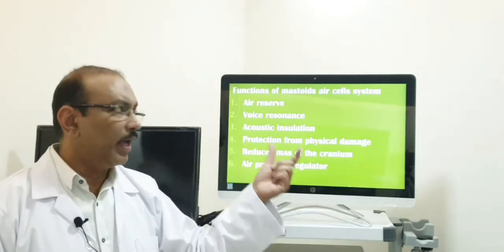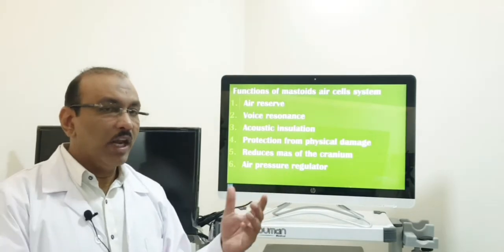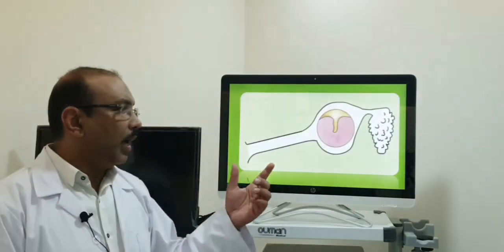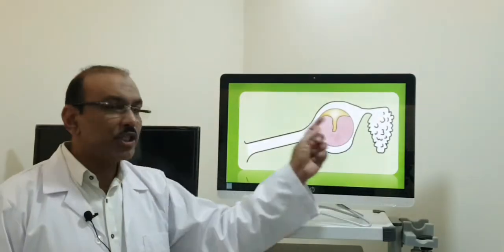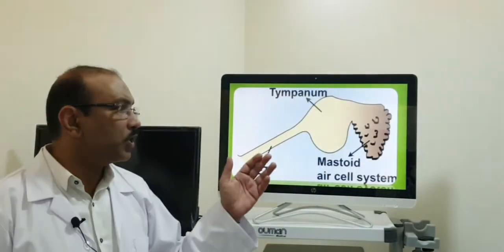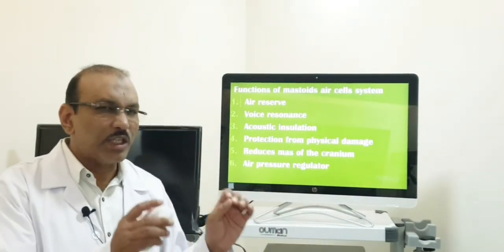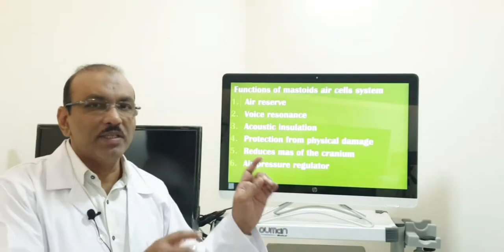So, let us see the normal functions of the mastoid air cells. It is a reservoir of air. Next, whenever there is an imbalance in the pressure difference between the middle ear and the outer ear, some amount of air can be taken from the mastoid air cell system to make the pressure equal. There are so many other functions too. I am not going into that because I am just telling you the main important functions alone, which are related to this topic.